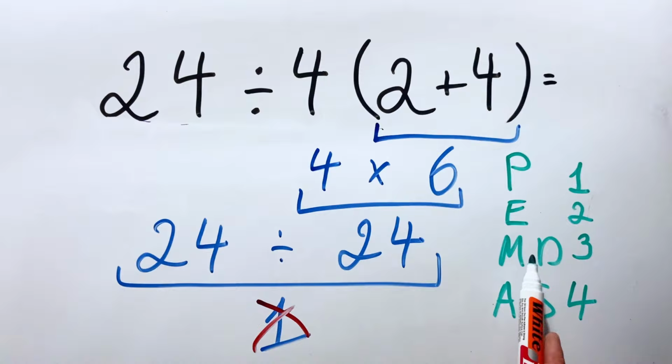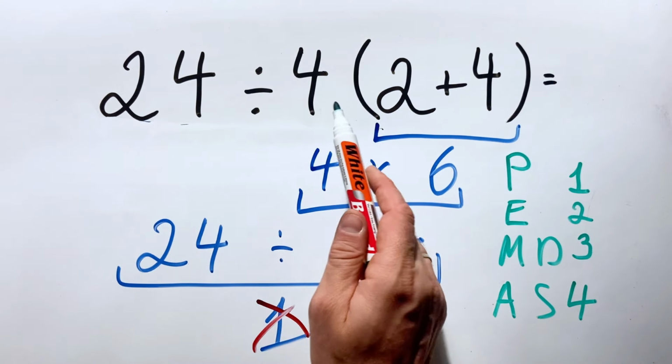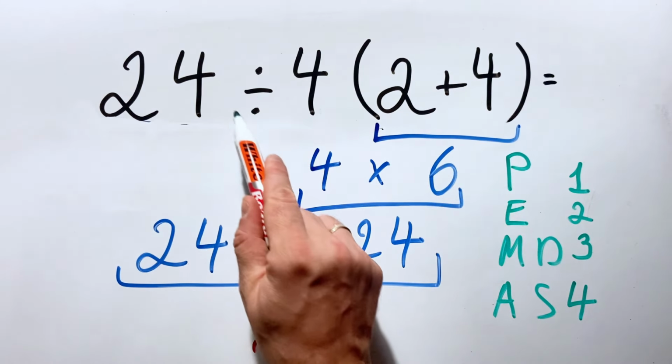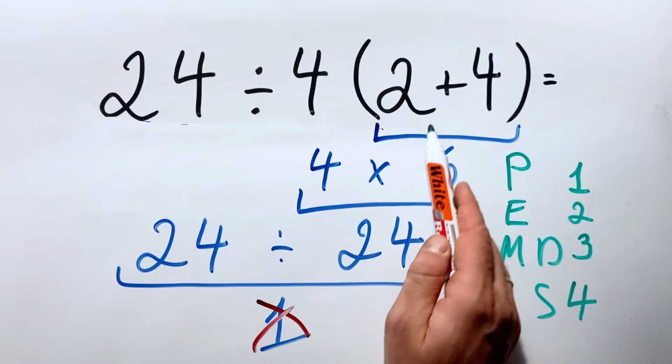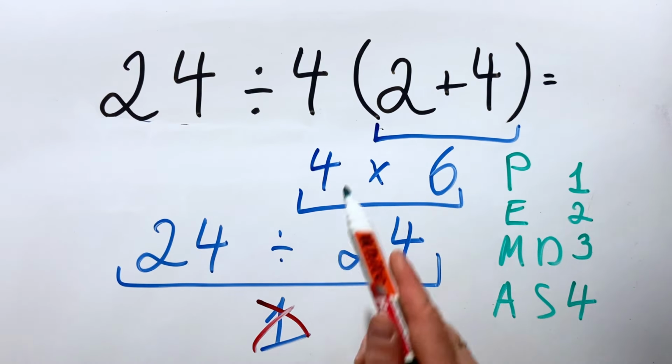In our case, what we have here is parentheses, therefore we do this first. We don't have exponents, but then we have division and here multiplication. Therefore, we'll do it from left to right. First this division and then this multiplication. So we don't do this multiplication ahead of the division because this is not correct.